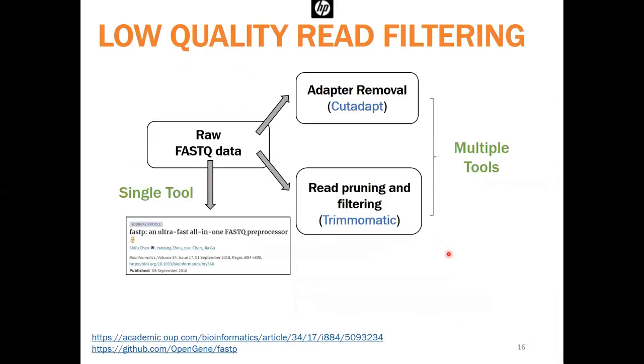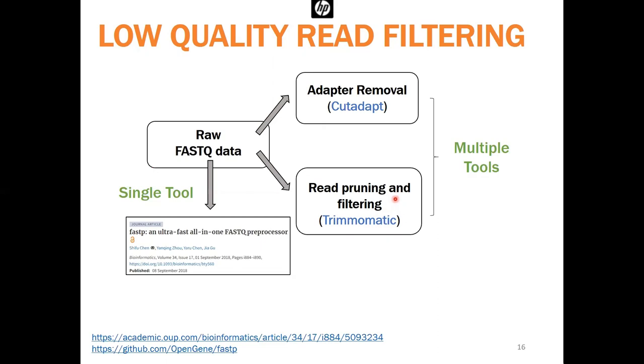Okay, so the next step in the workflow, once we've assessed the general data quality, is to identify and remove low quality sequences, adapters, and contaminants. Traditionally, a different tool is used for each of these. So I've included some examples of common tools that are used to remove adapters, as well as read pruning and filtering. But it can become quite cumbersome, and you often have to load the data multiple times. So it really isn't as efficient as it can be.